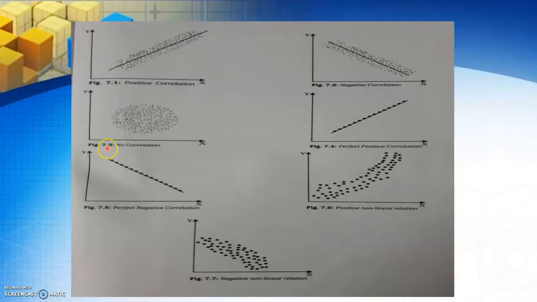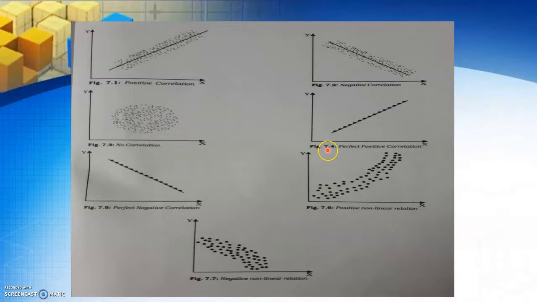Then in figure 7.3, there is no upward rising or downward sloping line around which the points are scattered. This scatter diagram is an example of no correlation.